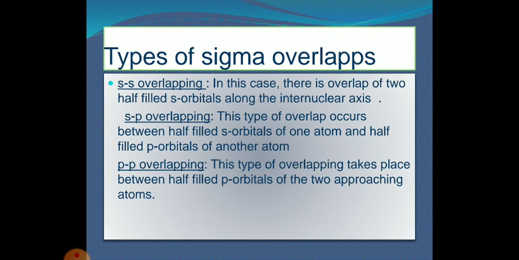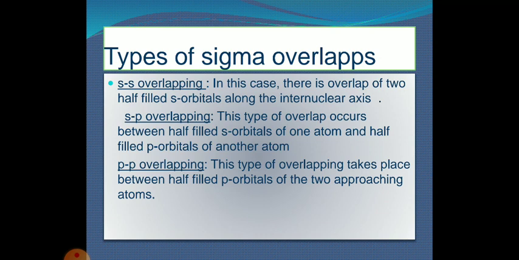In ss overlap, there is an overlap of two half filled s orbitals along the internuclear axis. Means if we consider the s orbital of one atom combining with the s orbital of another atom, that overlapping takes place on the axis. Therefore, such an overlapping forms the bond on the internuclear axis.